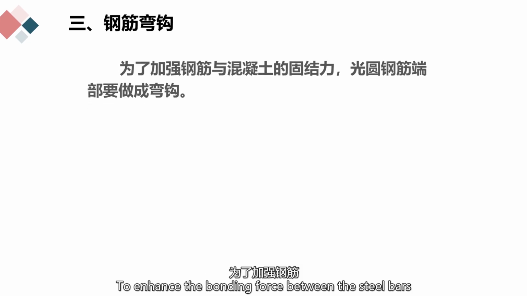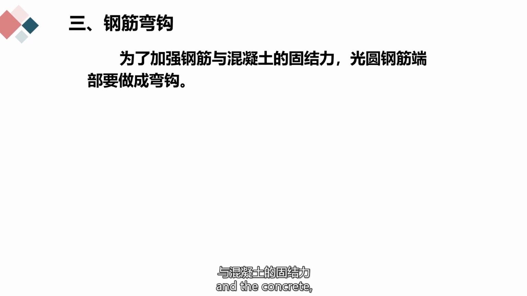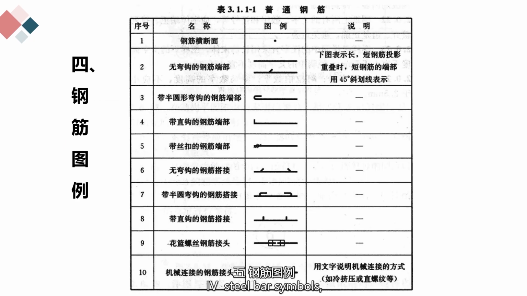Third, hooks on steel bars to enhance the bonding force between the steel bars and the concrete. The ends of plain round bars are to be bent into hooks, as shown in the figure. Fourth, steel bar symbols. Please practice the expression of reinforcing bar symbols, and understand the significance of reinforcing bar illustrations for the ends of steel bars without hooks.